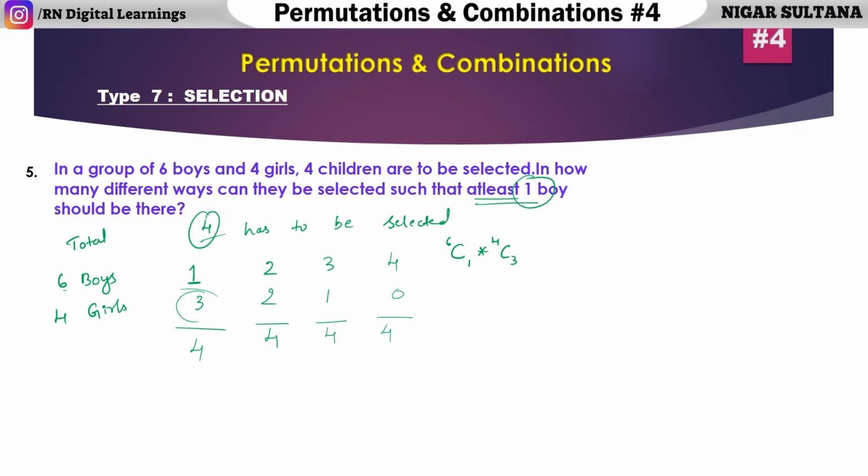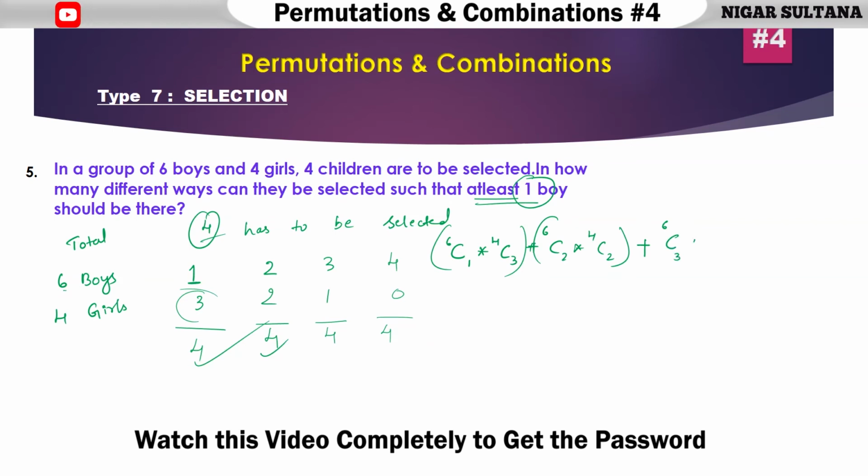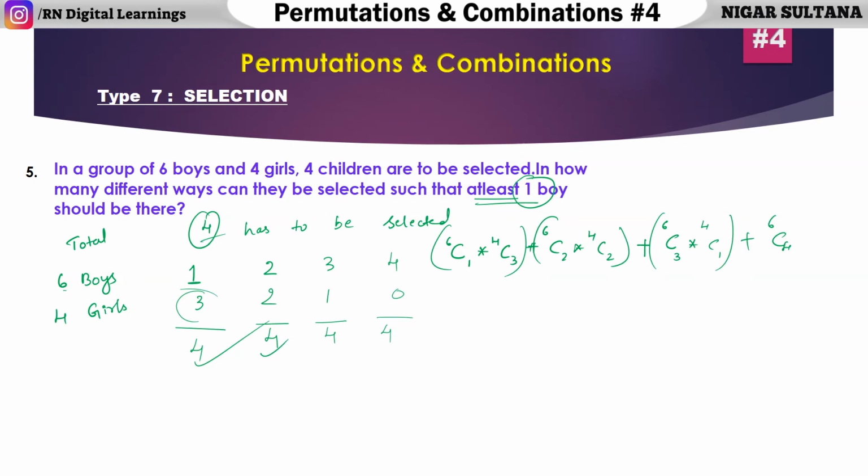4C3. Then this part is done. Now write on this part 6C2 into 4C2, right, plus this is also done. Now 6C3 into 4C1, right? 4C1, plus, so we have 6C4. That's it. Now there are no girls here.